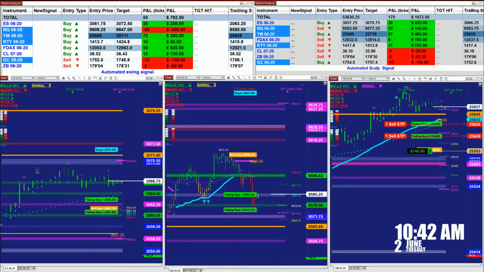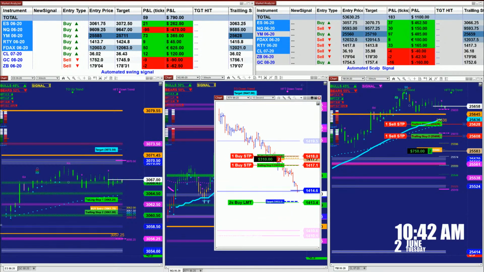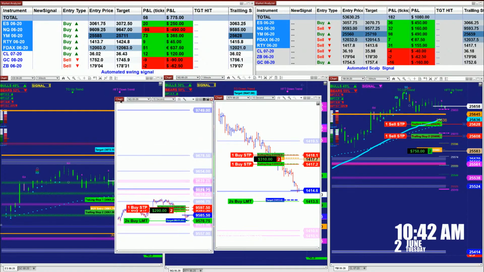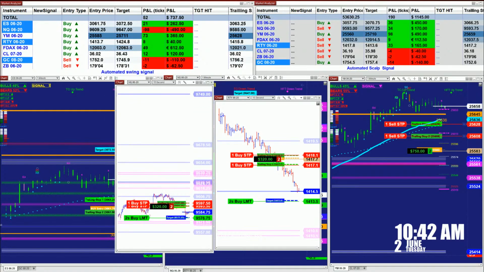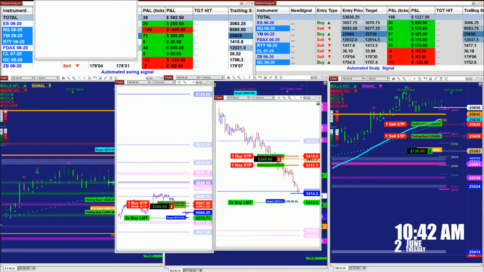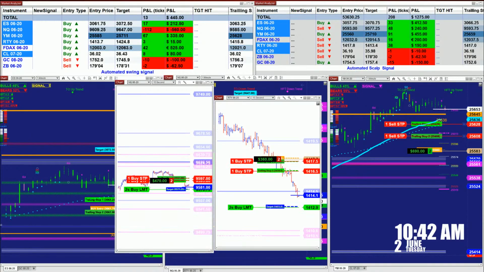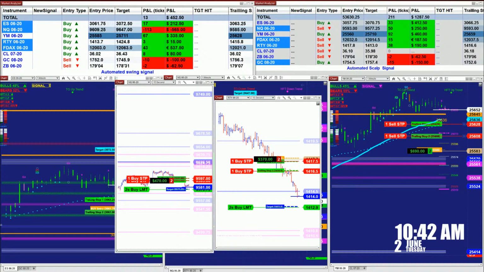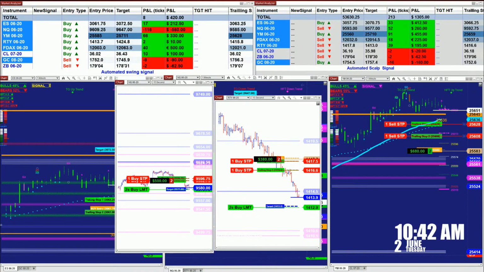So if we go back to the scalping at the moment, we are on the Nasdaq and the Russell, and there is no trade on the ES. There is no trade on the ES, but we have those 2 trades. And it's about to close the Nasdaq.